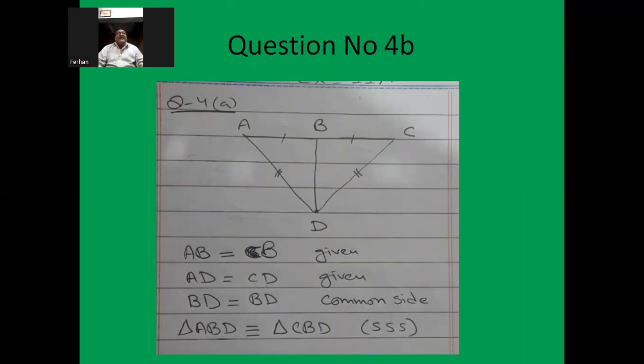The AB side and the CB side, they are equal, congruent. The AD side and the CD side, they are equal. This is also given. The BD side is equal to the BD side, and that's the common side. So the triangle ABD is congruent to the triangle CBD. The reason is side, side, side.